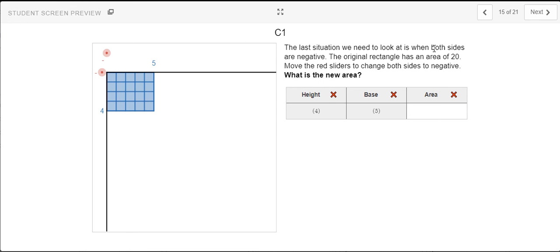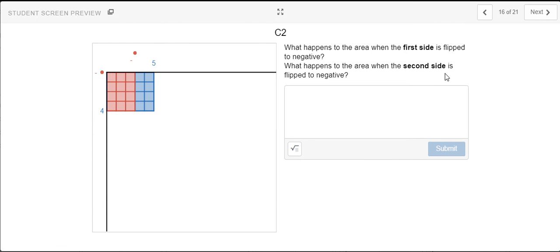All right, so the last situation we need to look at is when both sides are negative. The original rectangle has an area of 20. So what happens when you change both sides to negative? So when the base becomes negative, notice that it becomes negative. But what happens when I pull this slider down? So if I make this one also negative, you see how it flips back? It's now become positive 20 again.